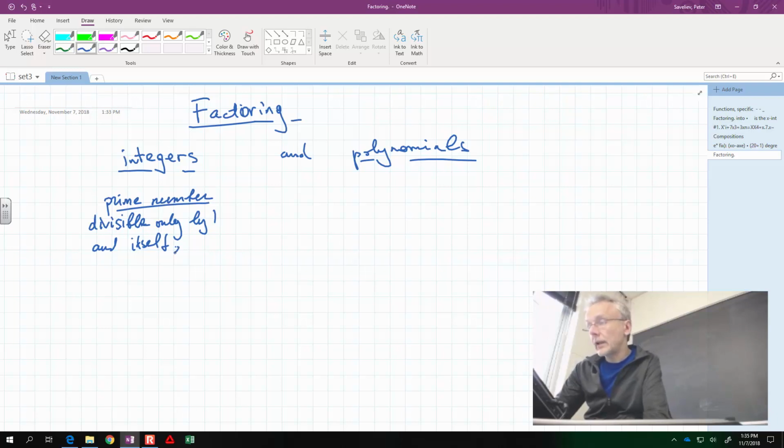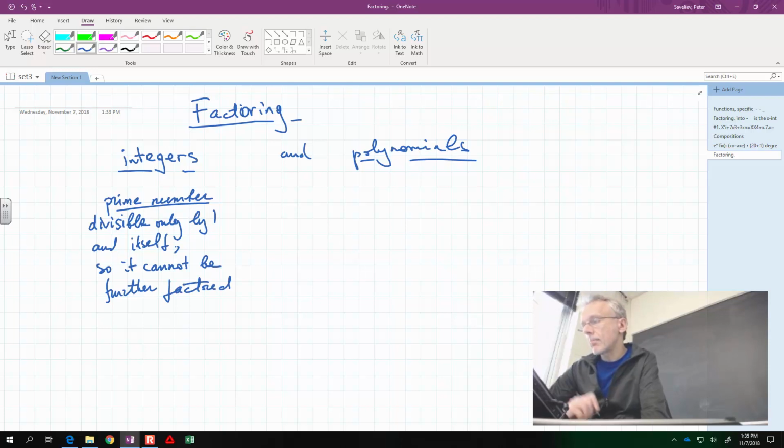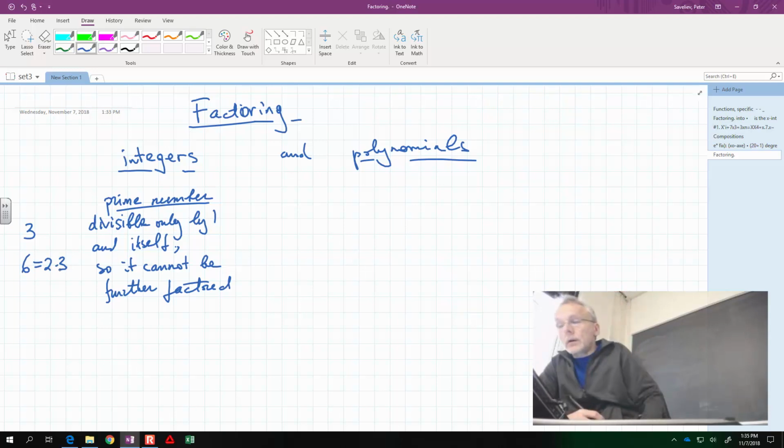The point is that it cannot be further factored. Okay? So what is divisibility? That's what divisibility is about. So 3 cannot be further factored, but 6 can be 2 times 3. So that is the idea. Then you can see the similarity with what we just discussed. We are trying to factor polynomials, and we encounter the same problem, and that is: what is a polynomial that cannot be further factored? So it is an irreducible polynomial.